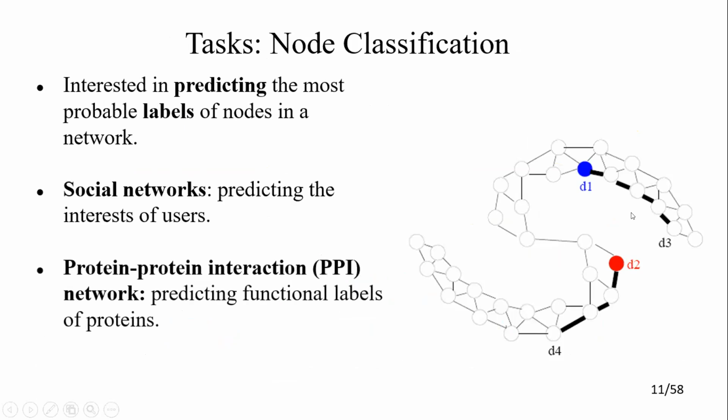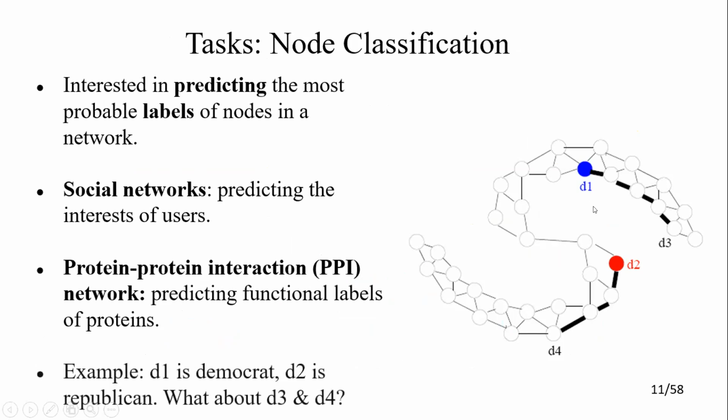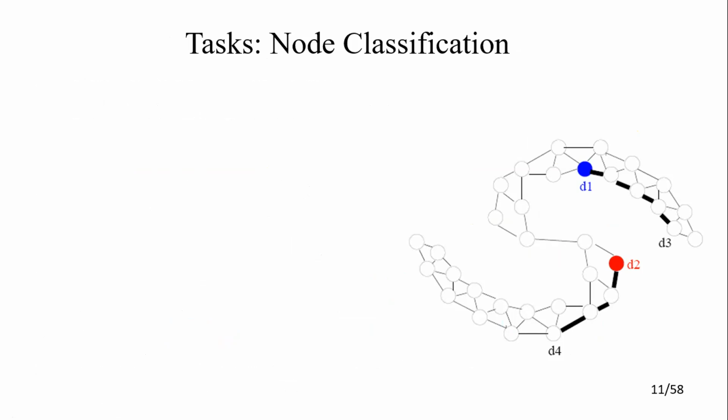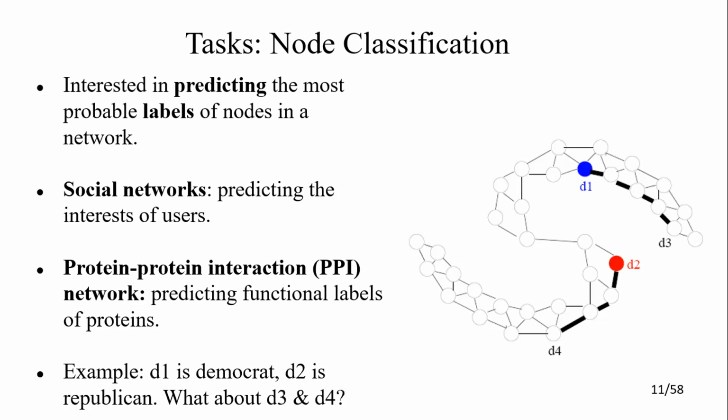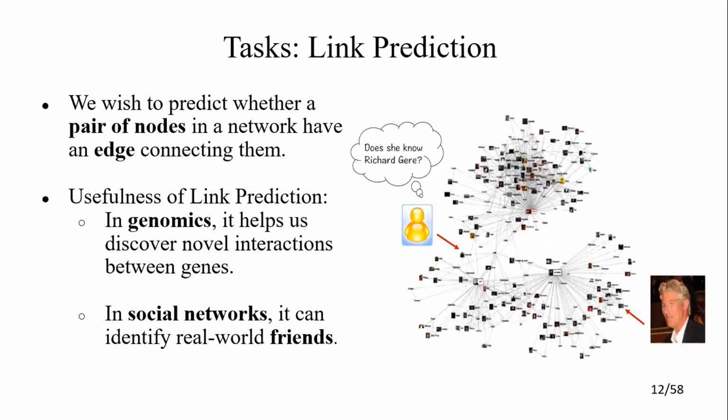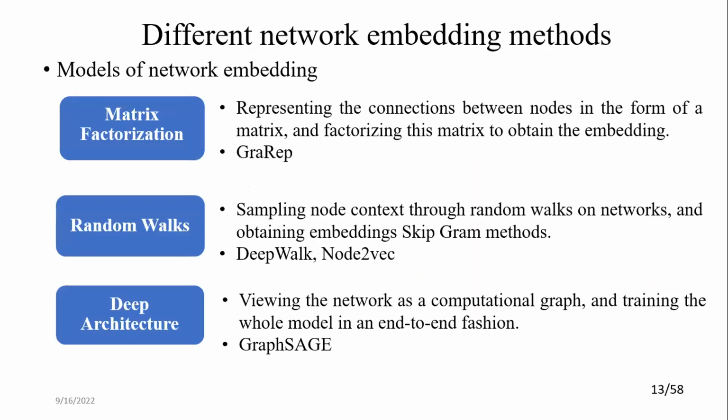So in this case, suppose nodes D1 and D2 are known, and we want to predict what D3 and D4 are. For all that we are using this network embedding application. It can also be applicable to link prediction, that is, for a pair of nodes that are connected or not connected, we can check whether those two nodes will have an edge connecting them in the future or not. It's an application to social networks, in order to identify friend networks.